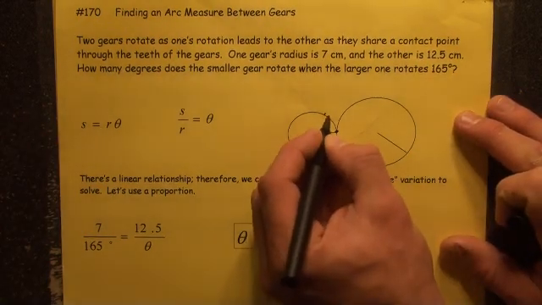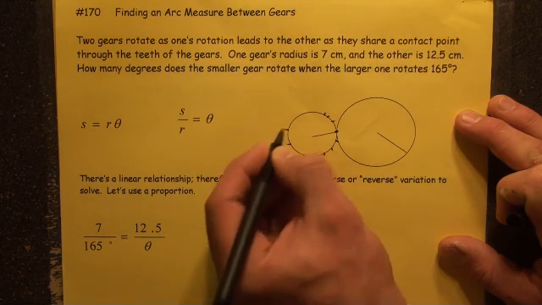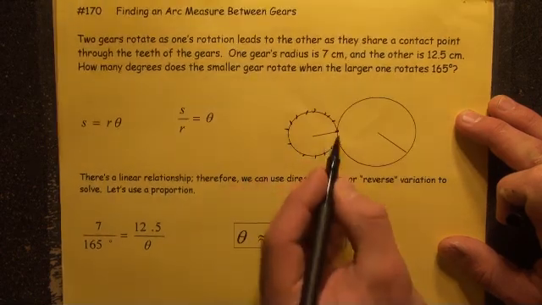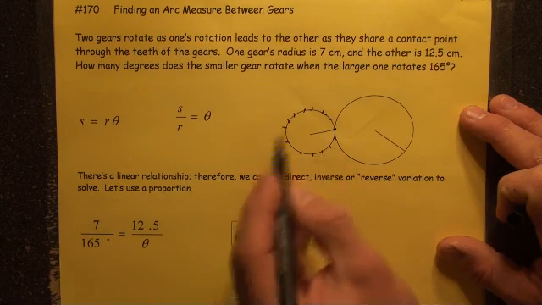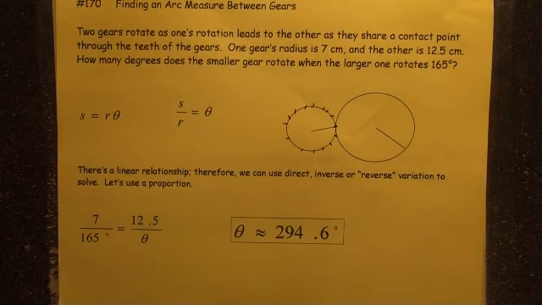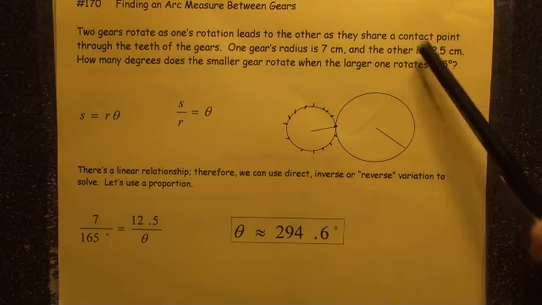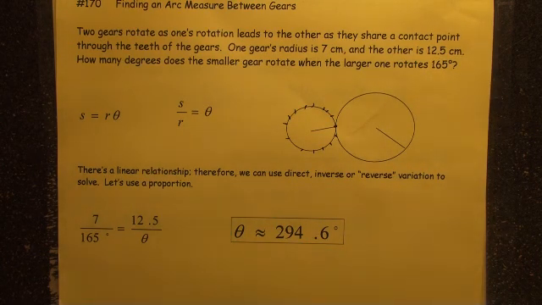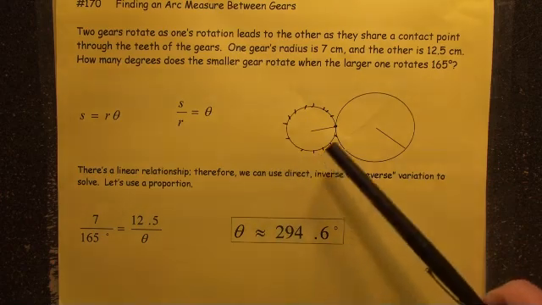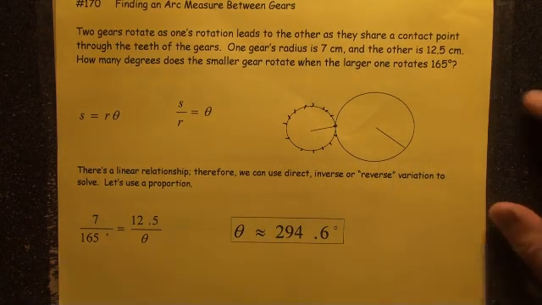Some people are familiar with cars and that, and gears spin, and that's how one gear spins, it moves the other, this moves something else, and that's how gear relationships work. In this problem, one gear's radius is 7 centimeters, the other is 12.5. How many degrees does the smaller gear rotate when the larger one rotates 165?